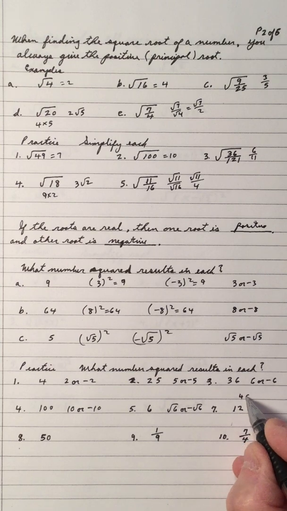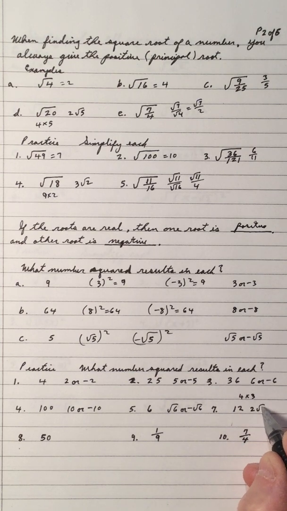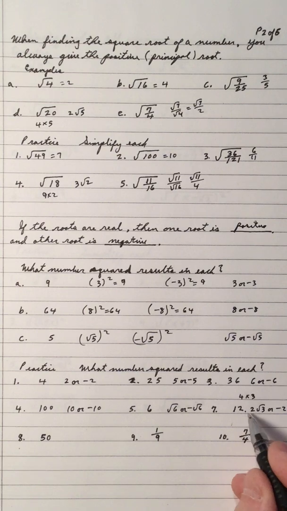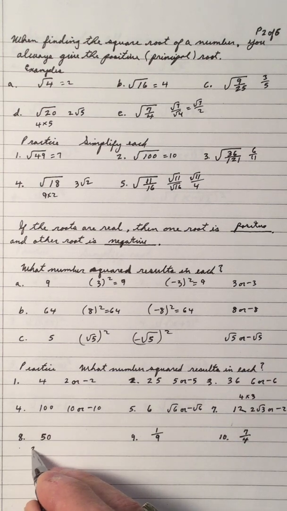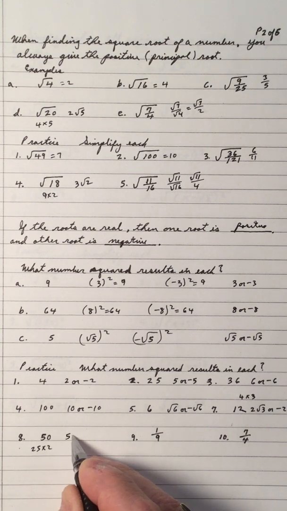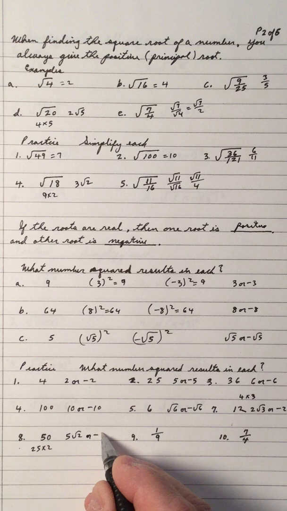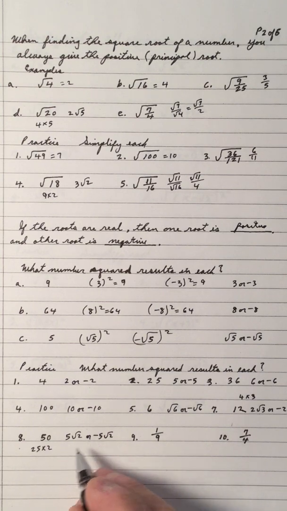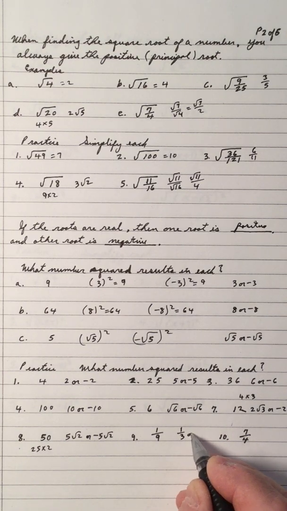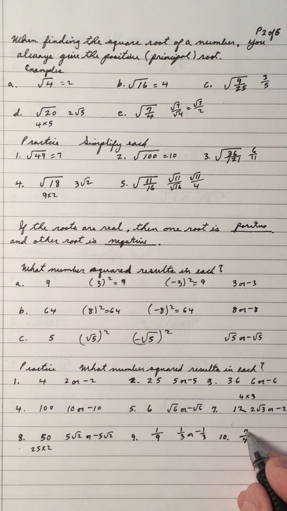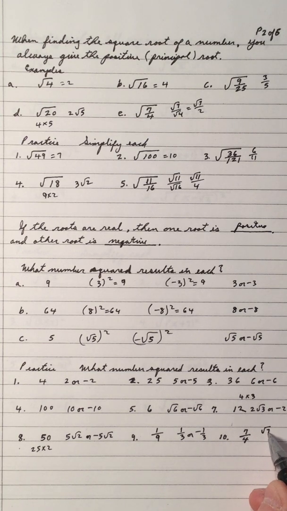And 12 is 4 times 3, so we could have a 2 root 3, or we could have a negative 2 root 3. Notice when we square them, 2 root 3 squared is 2 root 3 times 2 root 3. 4 times 3 is 12. 50 is a 25 times 2, so we have a 5 root 2, or we could have negative 5 root 2. Remember, the positive or the negative squared will give you the number. And 1 over 9 is 1 over 3 or negative 1 over 3. And 7 over 4 is the square root of 7 over 2, or we could have the negative root 7 over 2.